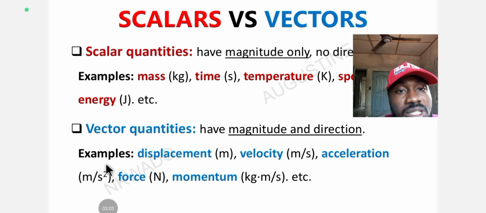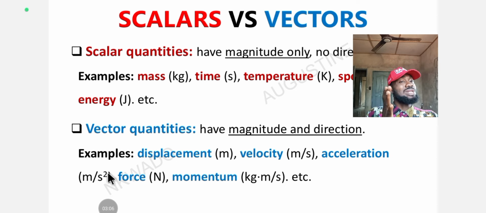The next is acceleration. Acceleration is measured in meter per second square. It has magnitude and it has direction. Acceleration, you are accelerating to a point. Speed is a scalar quantity. It has no direction. But acceleration is a vector quantity. It has both magnitude and direction.